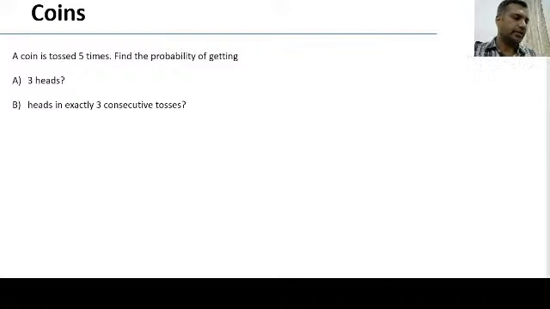Yeah, good. All right. A coin is tossed 5 times. There is only one coin this time, unlike earlier, when there were 5 coins. A coin is tossed 5 times. Find the probability of getting 3 heads.